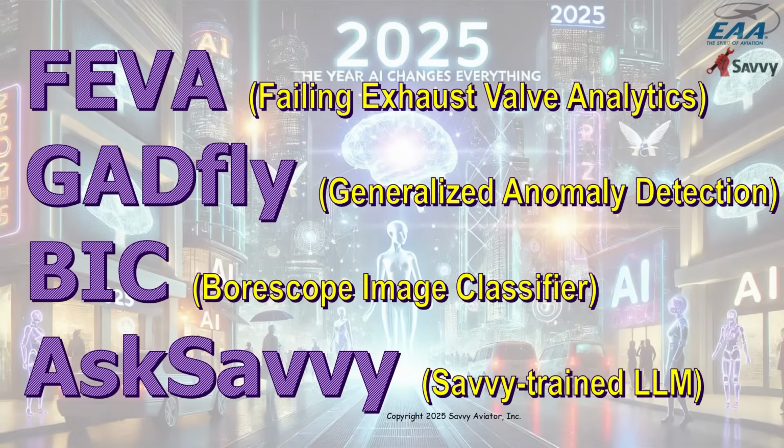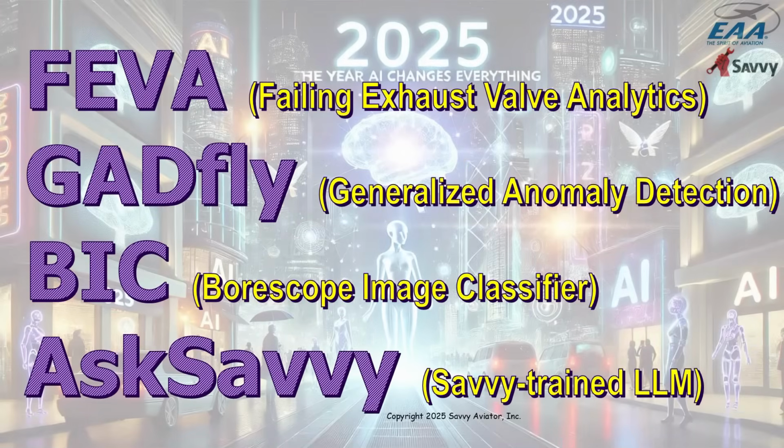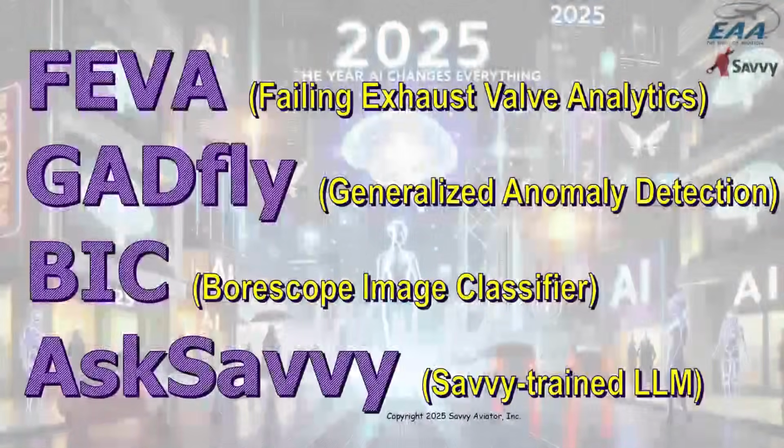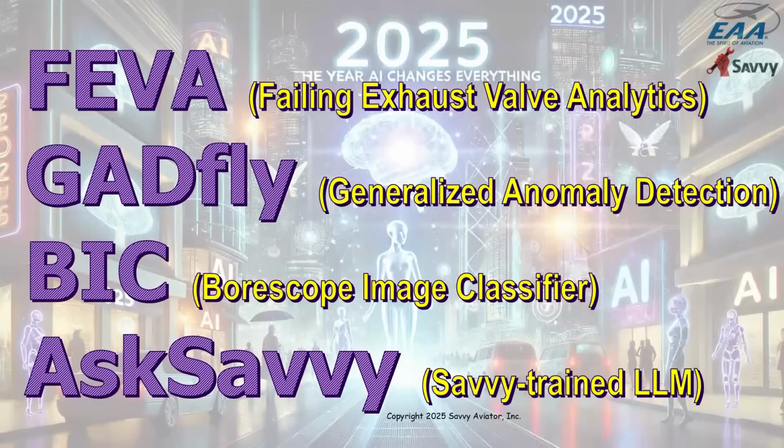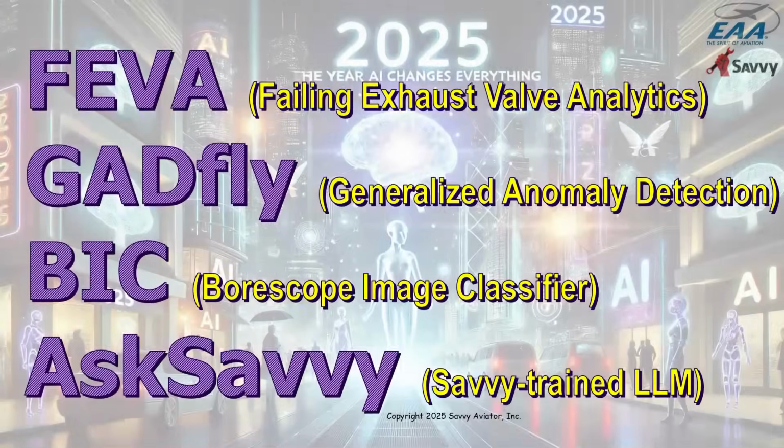And finally, we're working on a project that we call Ask Savvy. It's a large language model. It's trained on all my books and all my articles and all of the conversations that the Savvy technical team has had internally and so on, to try to make it as smart about GA maintenance as possible. And we hope eventually we'll be able to turn it on. You'll be able to have a conversation with it and ask it to help you troubleshoot problems and so on.